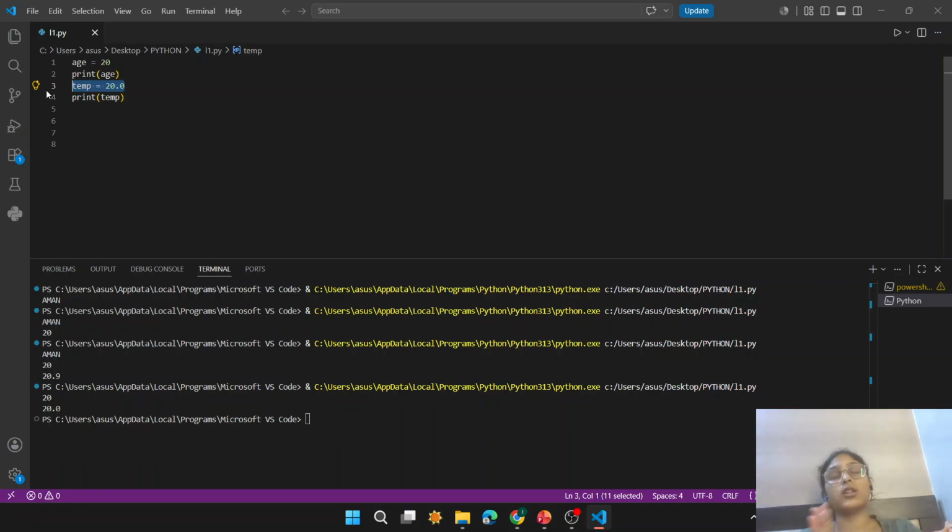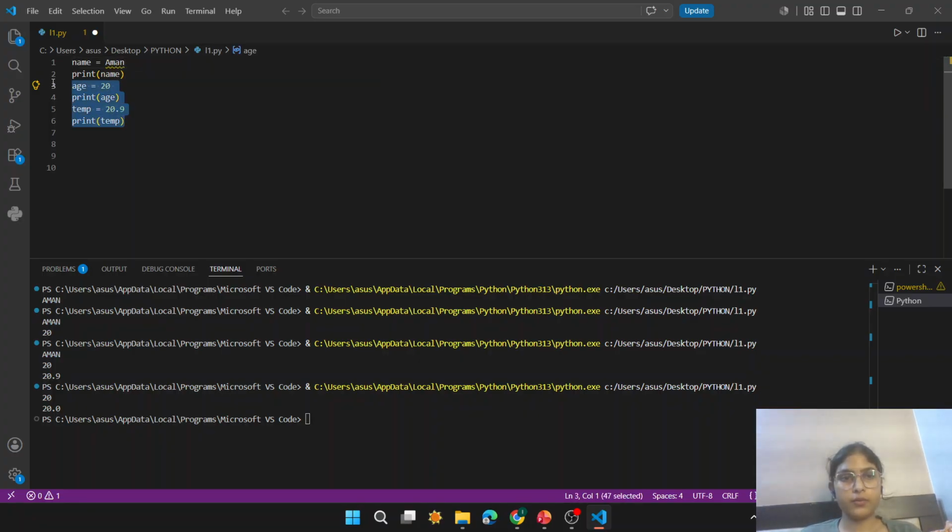Now talking about the third data type, which is text, or we can say strings. So I've already written that name equals Aman, and I'm printing the name. Here you can see I have written the value Aman inside inverted quotes. What if I change it and write it simply like this?